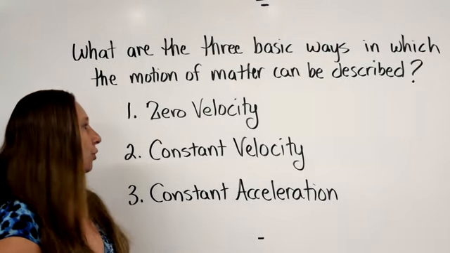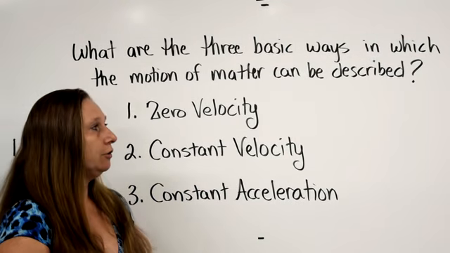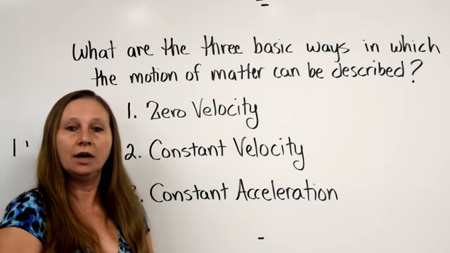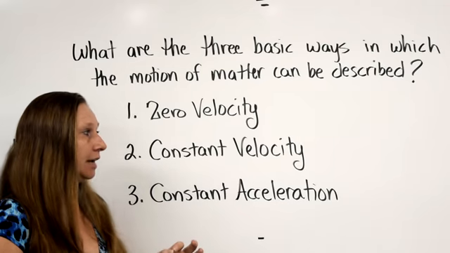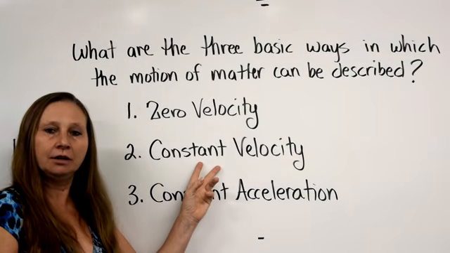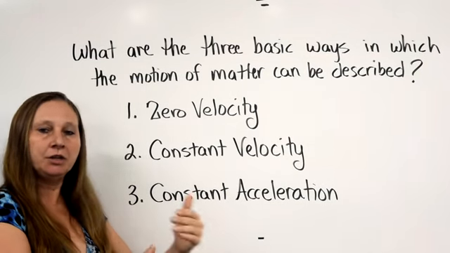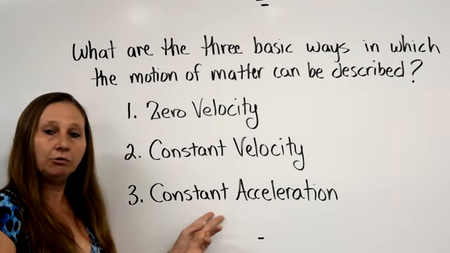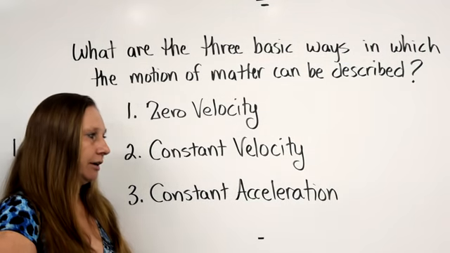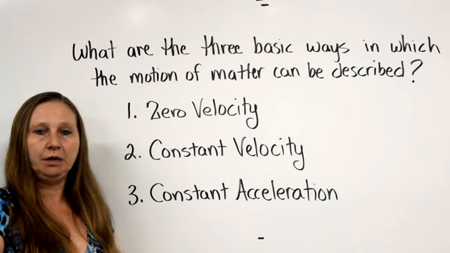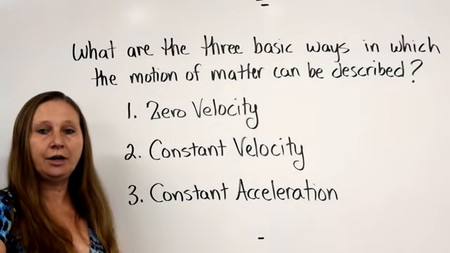To reiterate from an earlier video, because it's so important, the three basic ways in which the motion of matter can be described would be: the matter is not moving, it has zero velocity. Matter that is not moving is said to be at rest or stationary. Matter that is moving the same distance every second is said to be moving at a constant velocity. So it's not going faster or slower, it's moving at the same steady pace. Now, matter that is undergoing acceleration is either increasing its speed or velocity, decreasing its speed or velocity, or changing direction.